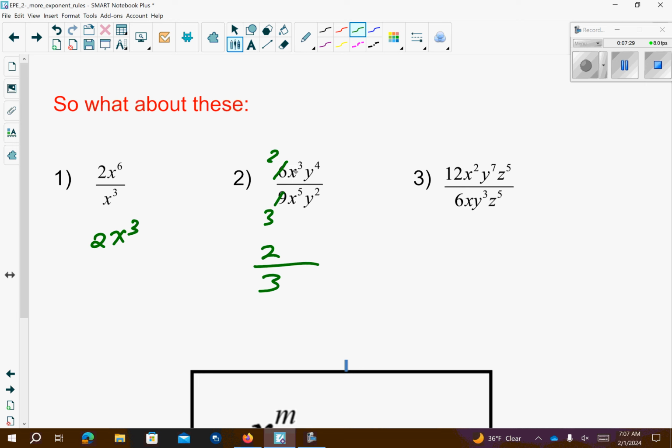And let's do a tug of war with the x's. Who wins on the x's? The bottom, by how many? 2. Who wins with the y's on tug of war? The top by 2. There's our answer.